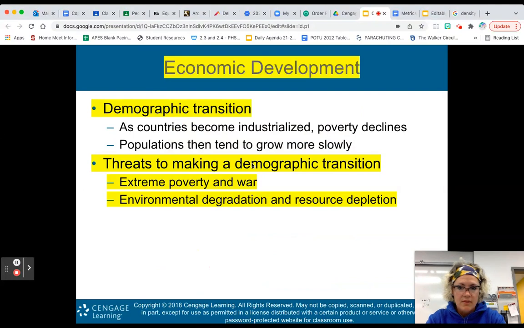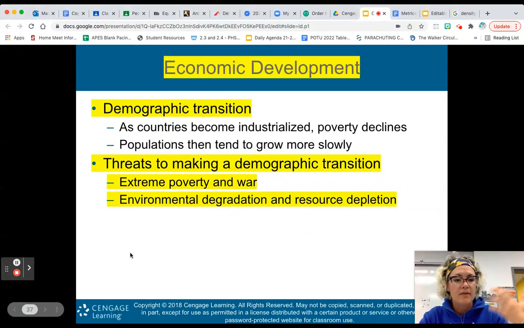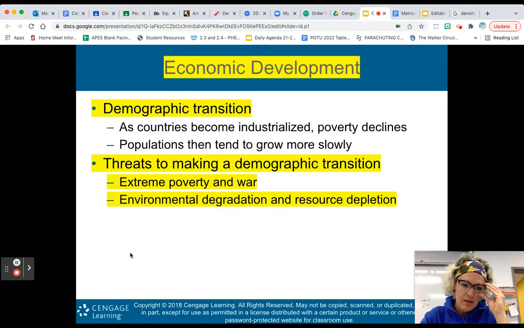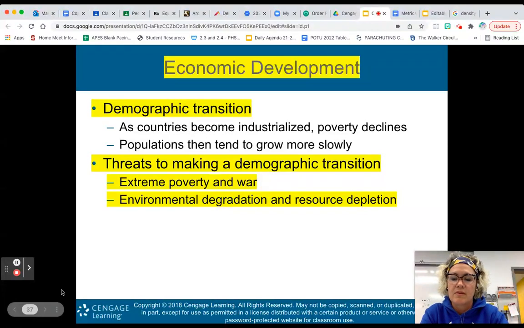So we did talk about threats to making a demographic transition, things like extreme poverty or war. Sometimes you'll see countries that are heavily impacted by war, where maybe their industries are damaged, or some large-scale natural disaster, that can put a society back into an earlier stage of the demographic transition, and then they have to rebuild and reinstate some of the things that would support getting into that post-industrialized transition stage.